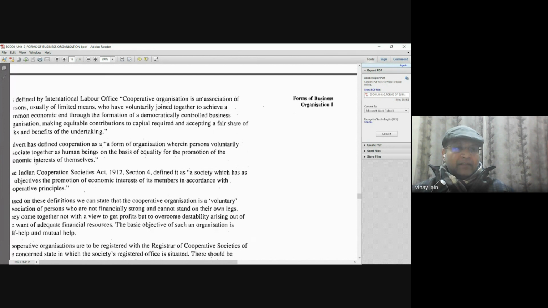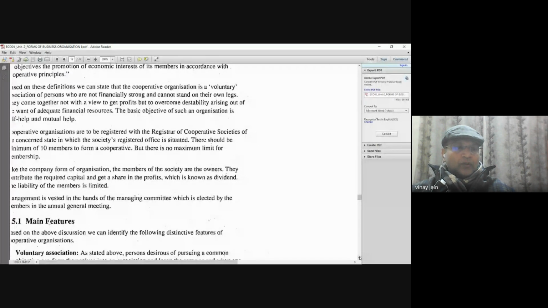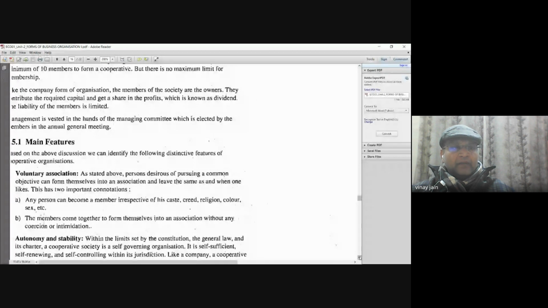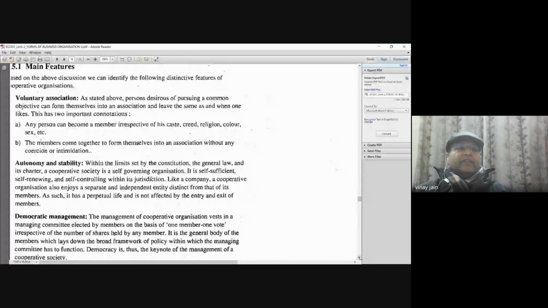Then, guys, we have a different definition also: the Indian Cooperative Societies Act 1912, section 4, defined it as a society which has the objective of the promotion of the economic interest of its members in accordance with cooperative principles. Through these definitions we need to find out the main features of a cooperative society.